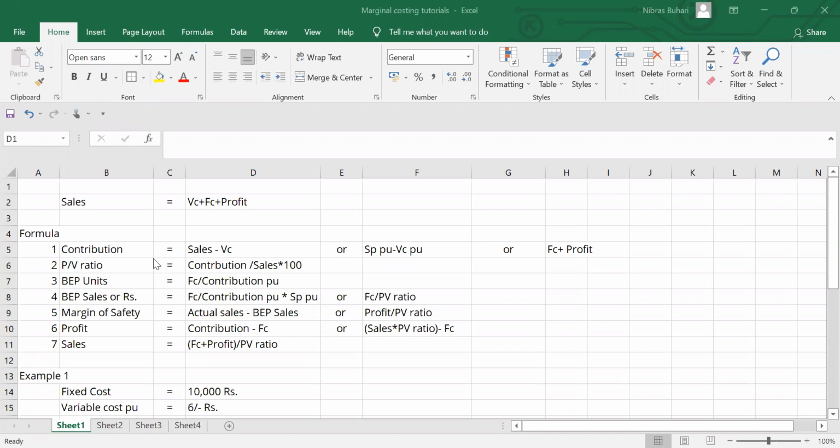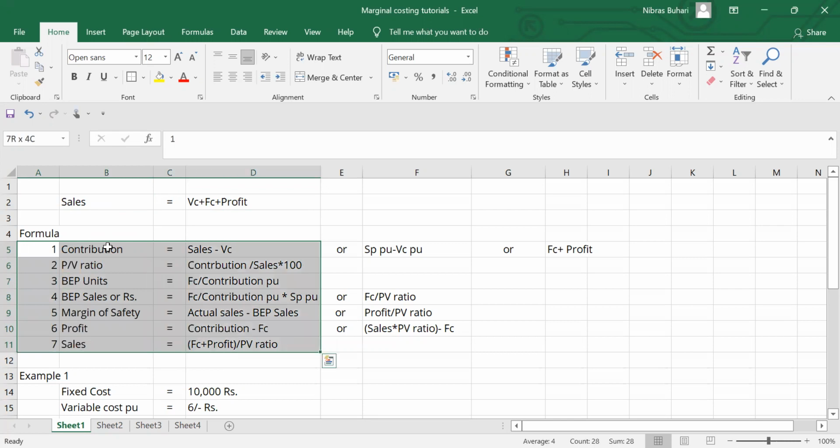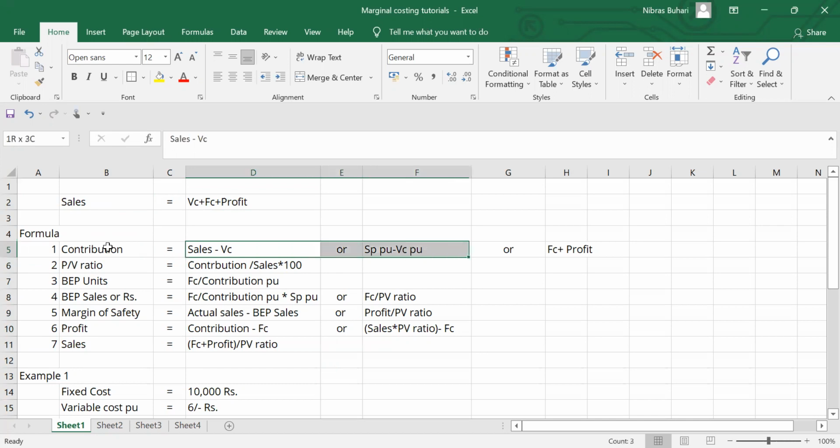All the formulas are basically taken from the equation. This is a very straightforward equation: sales or revenue is equal to variable cost plus fixed cost plus profit. So you can take the formulas. There are around 7 items I have given here, and for each I have given the formula. Some items have more than one formula, and it is not a matter of choice. It's a matter of situation and circumstance. Each formula can be used in different situations or circumstances.